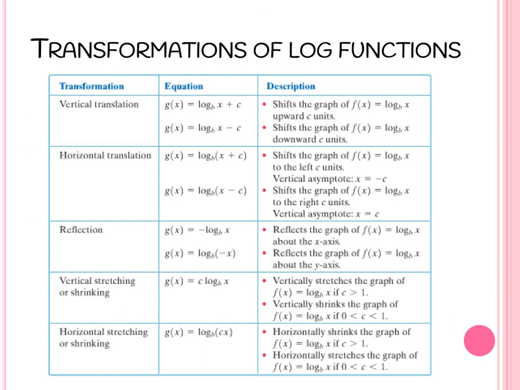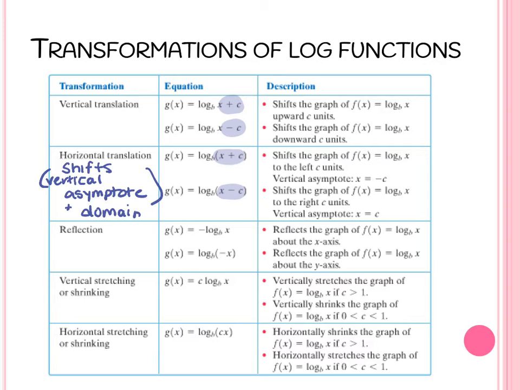All the translations that happen with exponential functions happen with logs. If I add or subtract after the log, it shifts it up and down. Inside the parentheses, left or right, and this is what causes the vertical asymptote. It shifts the vertical asymptote, and your domain. So the horizontal shift is what causes that.